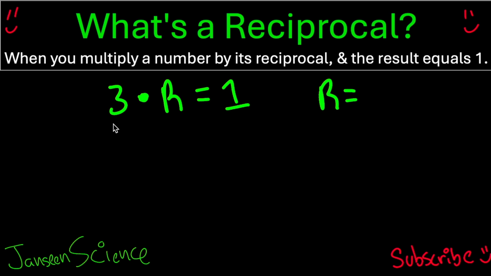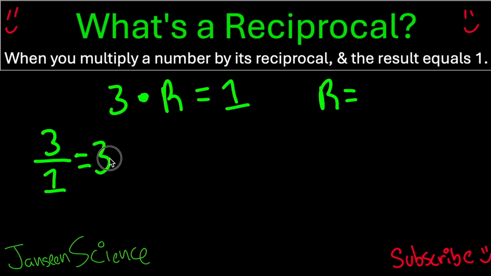And to do that, you need to see this number as a fraction. So we need to turn this 3 into a fraction. So 3 over 1 is how you turn that 3 into a fraction because it does not change its value. So 3 over 1 is 3. So it does not change the value of 3.